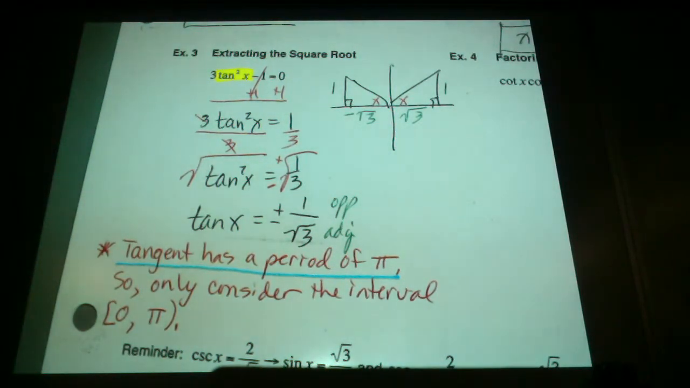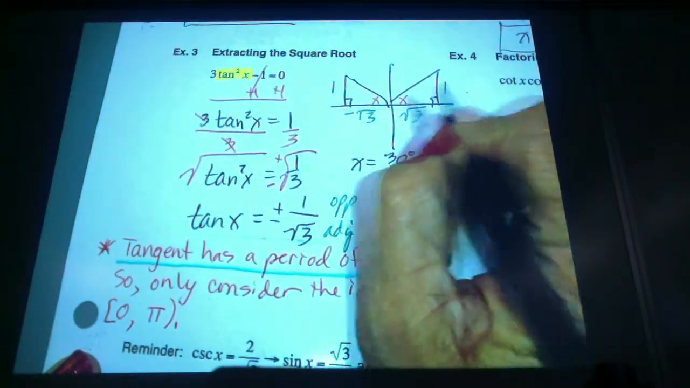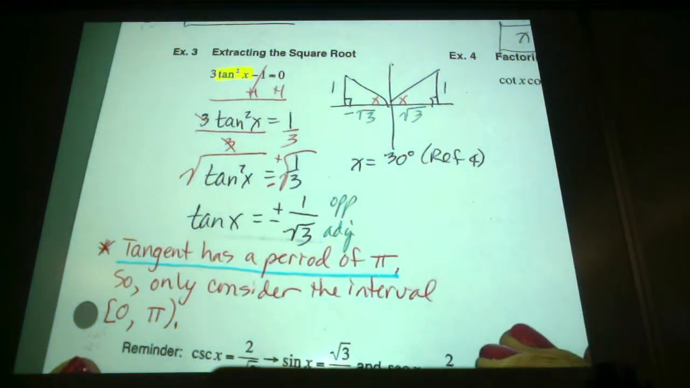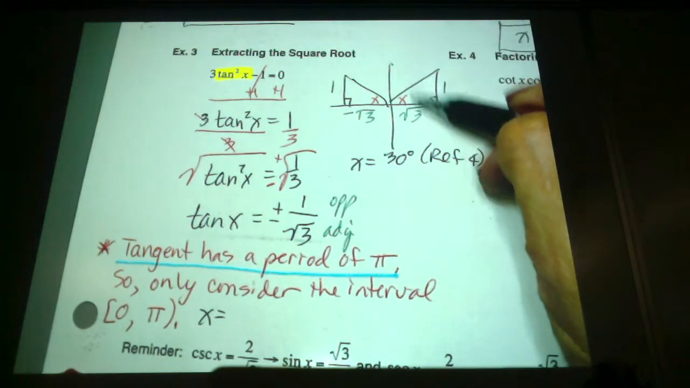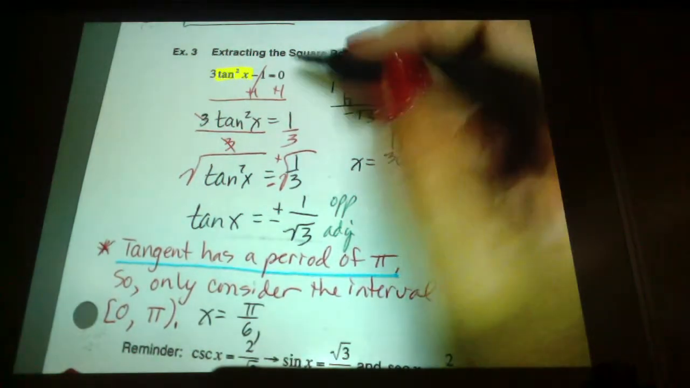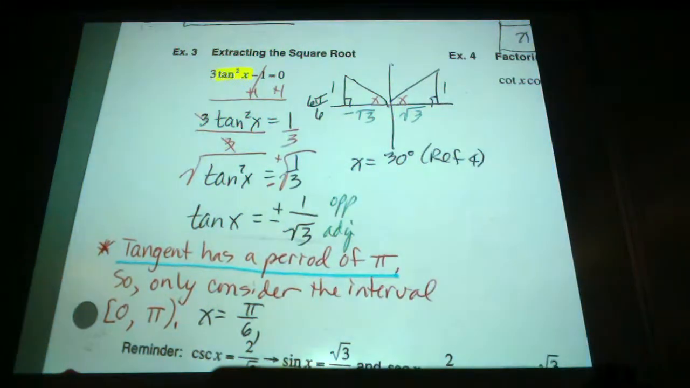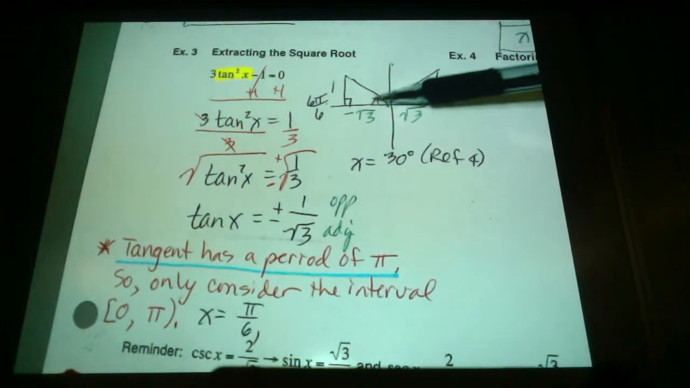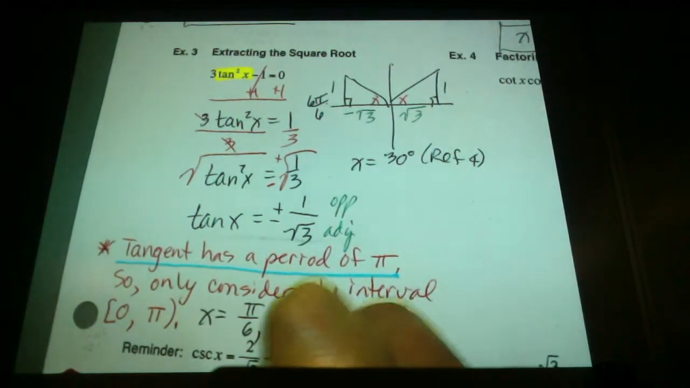What's my reference angle? X is 30 degrees because it's across from 1. But remember that's our reference angle. So my answer for x in quadrant 1, 30 degrees, we already said was pi over 6, right? This is pi over here, so since it's over 6, we're going to look at pi as 6 pi over 6. What's 6 pi over 6 minus 1 pi over 6? So 5 pi over 6.